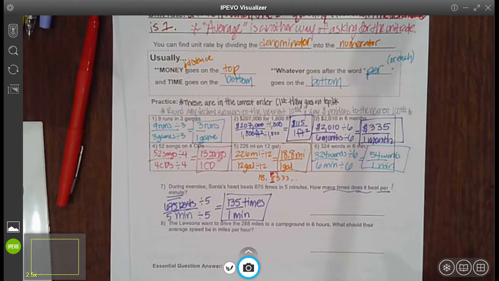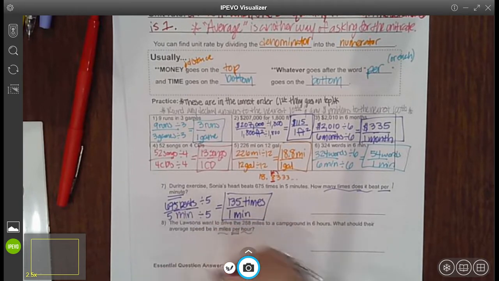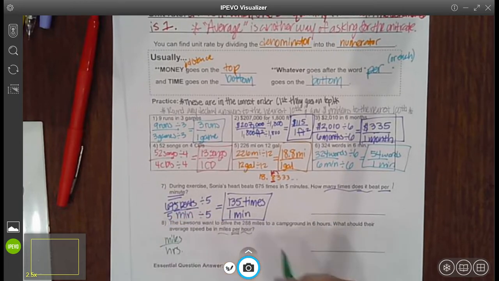What should their average speed be? Remember, average is another way of asking unit rate in miles per hour. Okay, so it kind of told me I want miles on top and hours on the bottom because I want this to eventually become 1.